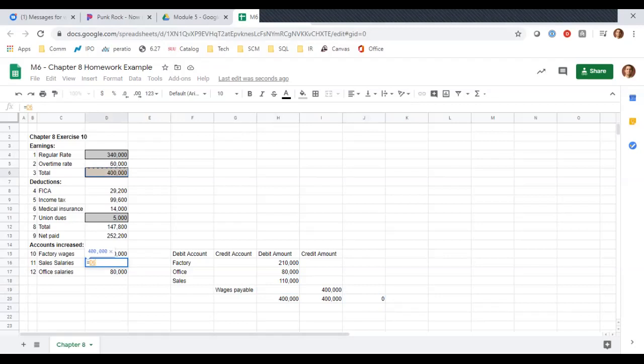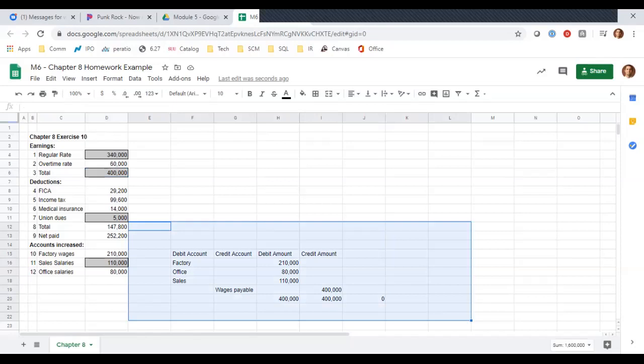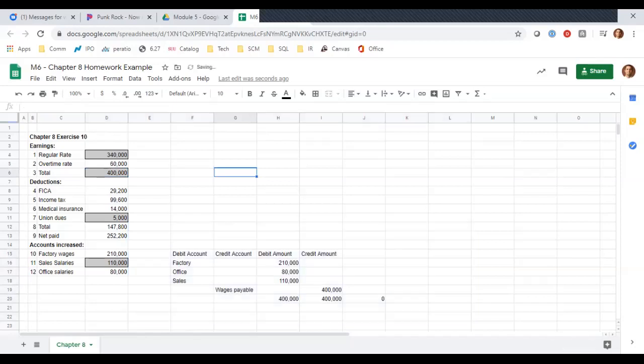So we have our total 400,000. That was our credit, minus our factory debit, minus our office salary debit. Okay, so 110. The book gives us a check figure for total earnings, which we should have checked a little earlier, but that's 400,000. Yeah, so these relationships, I'm going to leave that there actually.